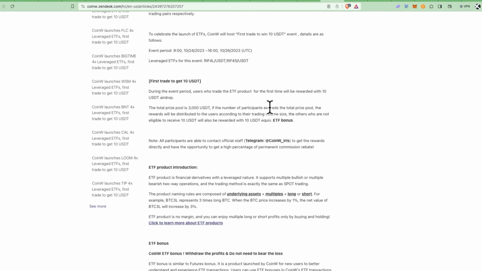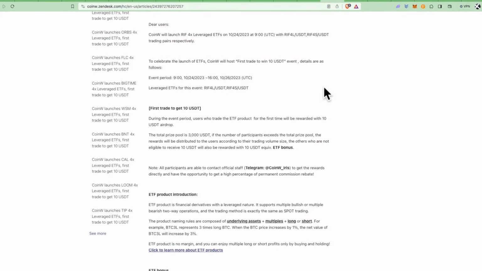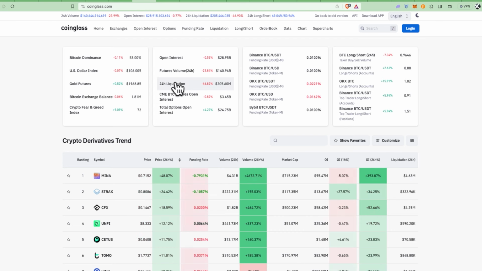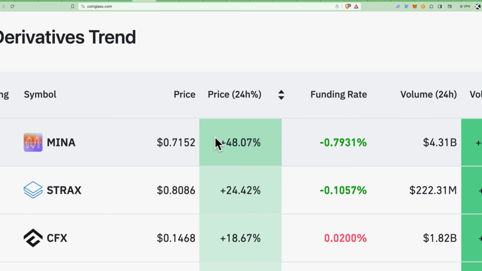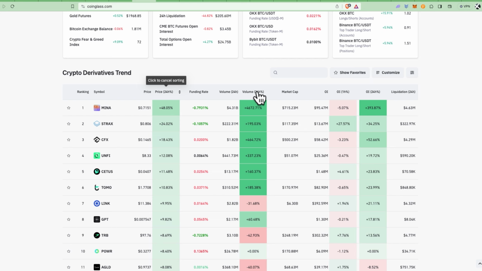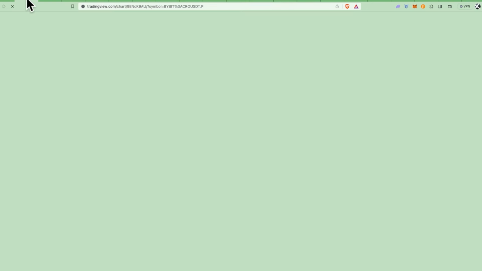Now let's take that into practice with a much more practical scenario, right? So I will go on CoinGlass to look at what happened in the last 24 hours. So you can see Mina has been the best performer coin in the last 24 hours with, let's say, 50% in the last 24 hours. And let's say you saw this coming because you had an edge, you have been following this coin for a while, and you knew that it was going to take off because the technicals looked really good, right?